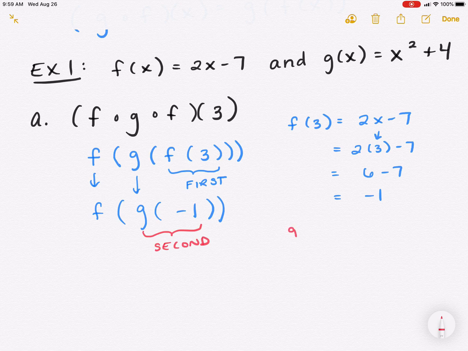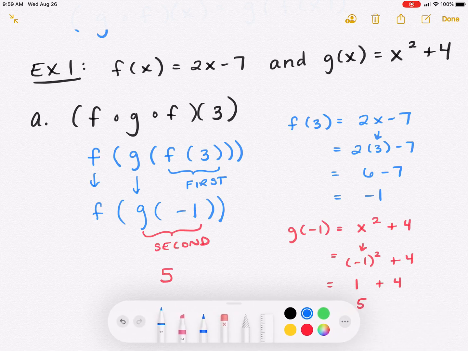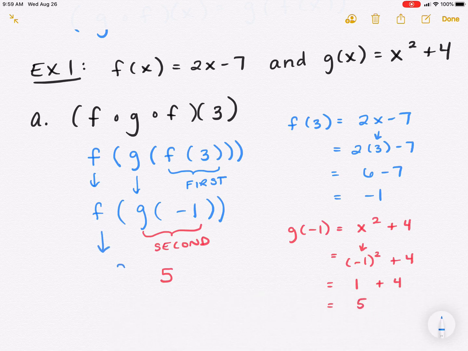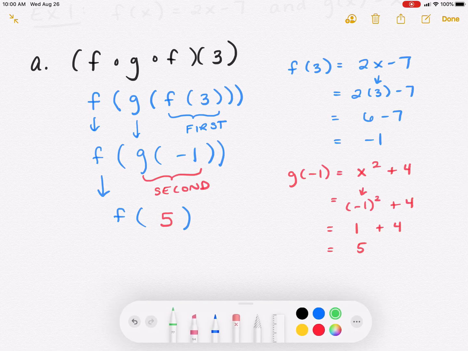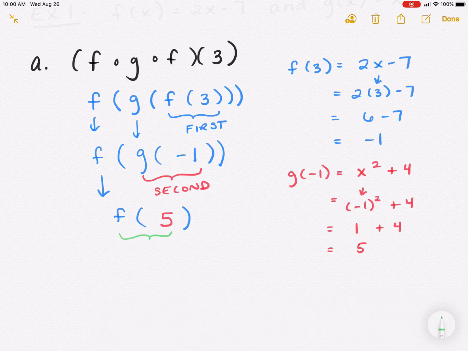So I'm going to come over here and I'm going to find g of negative 1. Well, the rule for g is x squared plus 4. So what we're going to do is replace the x with a negative 1. Negative 1 squared is negative 1 times negative 1, which becomes positive 1. And what I see here is I get 5. So this part is equal to 5, and I just need to finally bring the f down. And finally, I do f of 5. And so this is what I would do third.